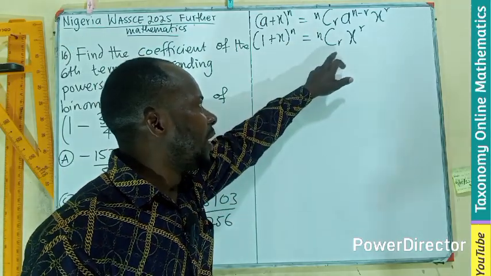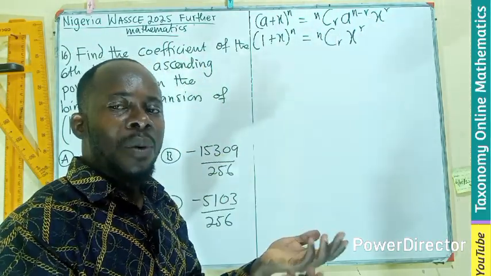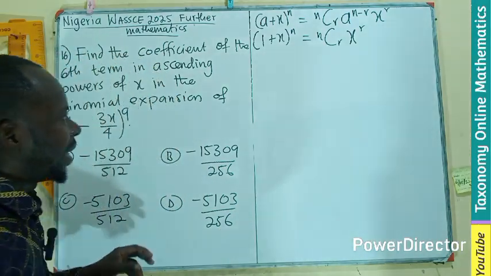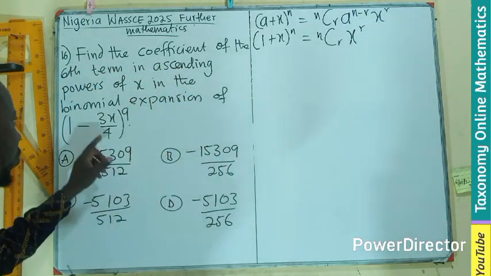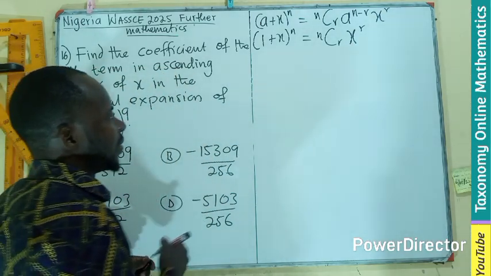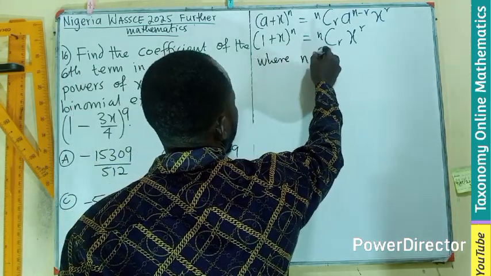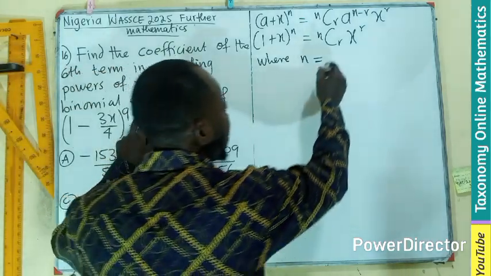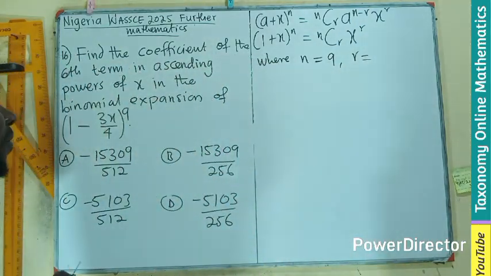So I'll be using this instead of this. You can use this as well, just that 1 to whatever power will remain the same. So in this case, my x here, which is this value, is going to be negative 3x over 4, where your n is going to be 9, because that's the power we have here. Then what will be the r? The r is the fifth term.